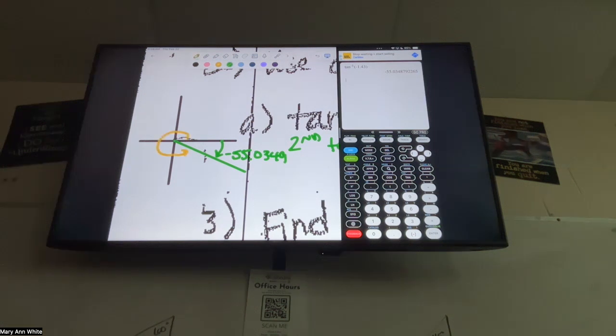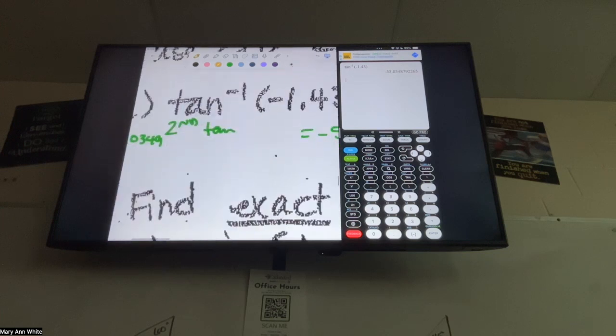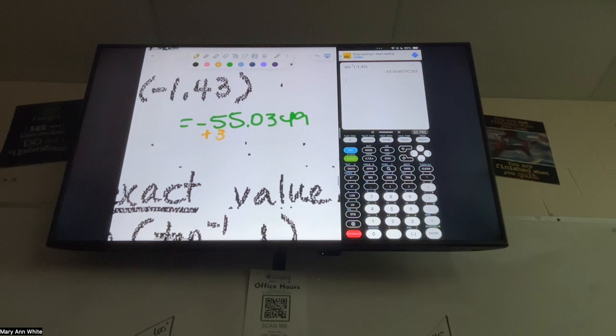I want to go around the positive way. So what do I need to do to get a positive angle? Not subtract it, add it. Because I want it to be the positive number. So we'll just take this and add 360 to it. And that gives me 304.9651 degrees. Basically, we were given the negative coterminal angle, and we had to find the positive coterminal angle. So that's why we added 360 to it.